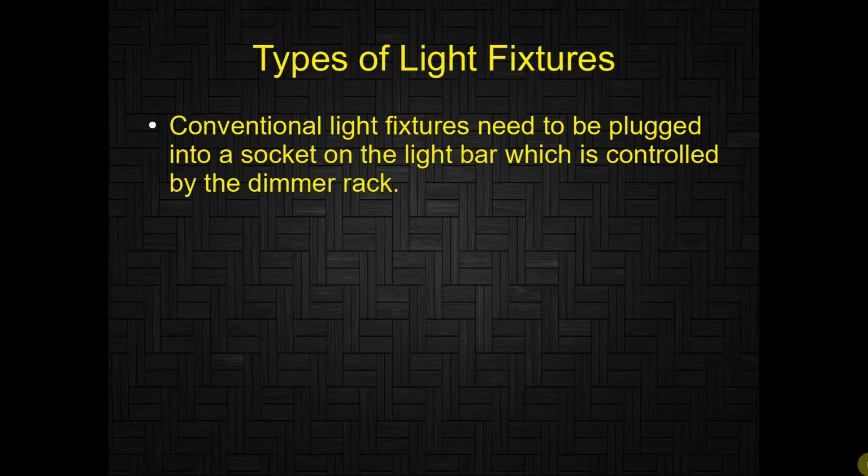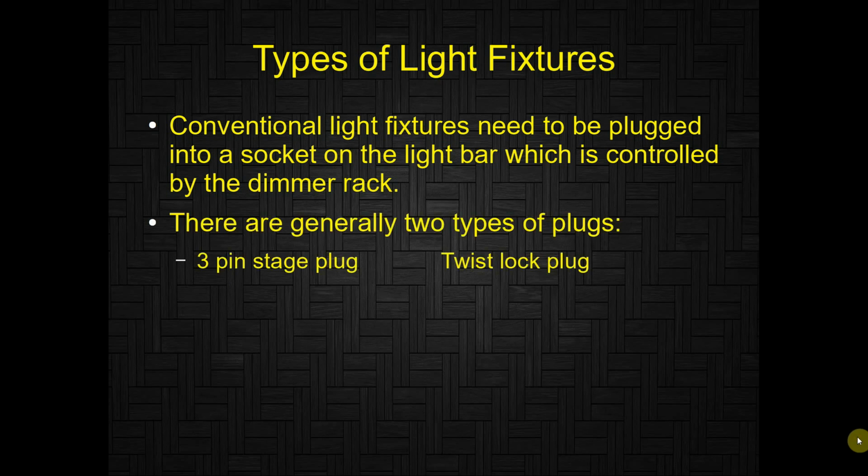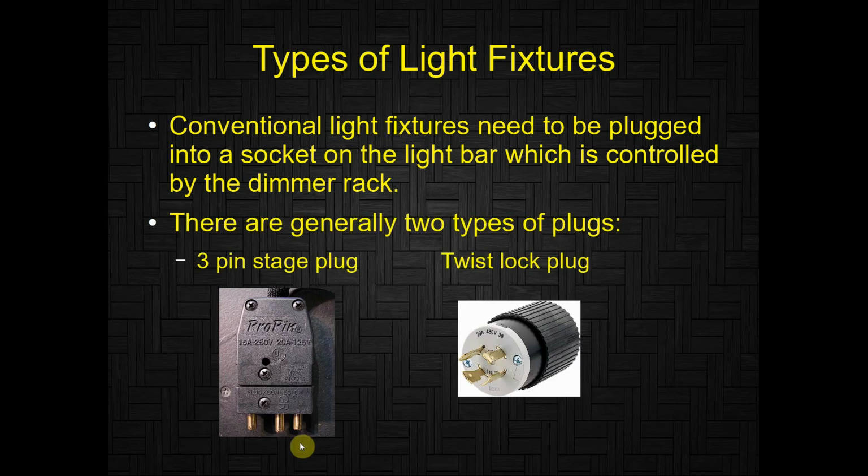Conventional fixtures do need to be plugged into a socket on the light bar. The plug is going to look a little different from the plug that you would have on a lamp at home. And generally there's two types of plugs. There's a 3-pin stage plug that looks like this, or a twist lock plug. Depending upon whoever the manufacturer was that installed the lighting rig at the school will determine whether we're using 3-pin plugs or twist lock plugs. But it's the same idea as a plug on a lamp at home. You plug it into the socket and now you have power going to that light.